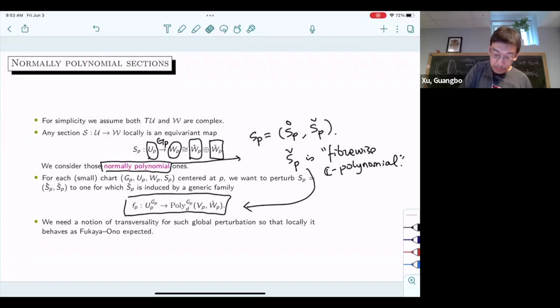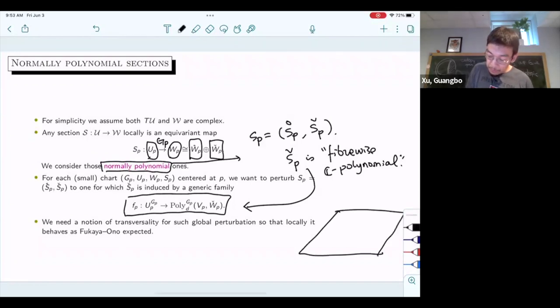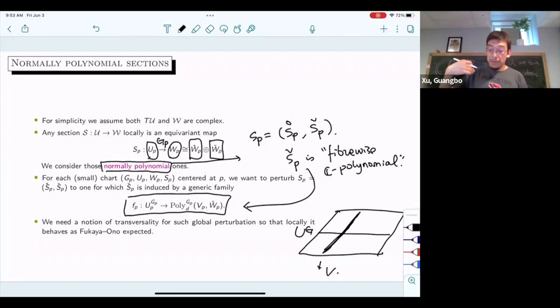So let me draw the picture again, maybe. On each fiber, the part that maps to the non-trivial part of the obstruction space is a complex polynomial. So then we should expect that if we consider such perturbations, and we consider those which are sufficiently generic, then we should be able to produce this integral pseudocycle.